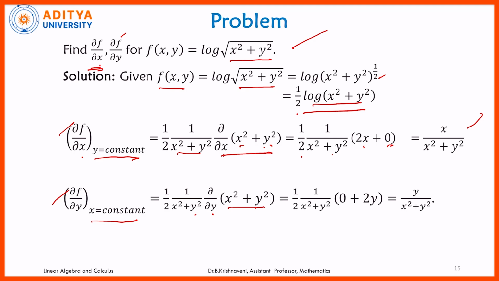Which equals 1 by 2 into 1 by x square plus y square. Now the derivative with respect to y: x square is constant, so its derivative is 0, and y square's derivative is 2y. Again the 2 cancels, and we get y by x square plus y square. Therefore dou f by dou y is equal to y by x square plus y square. So we calculated the first order partial derivatives for the given function f of x comma y.